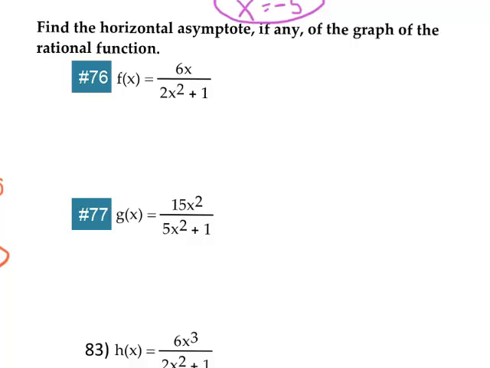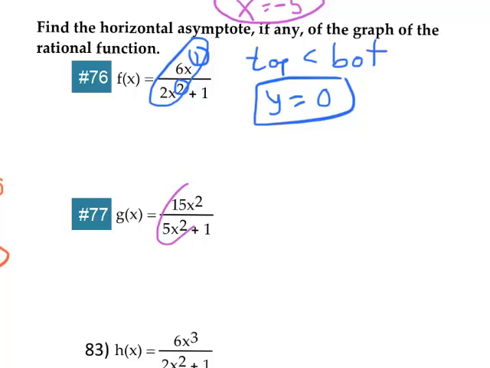On horizontal asymptotes, there's 3 cases. On all of these we want to look at the exponent of the first term on the top and the bottom. So if the top is less than the bottom, like it is on this one, because we're looking at the exponents, 1 is less than 2, then that means that our horizontal asymptote is at y equals 0.